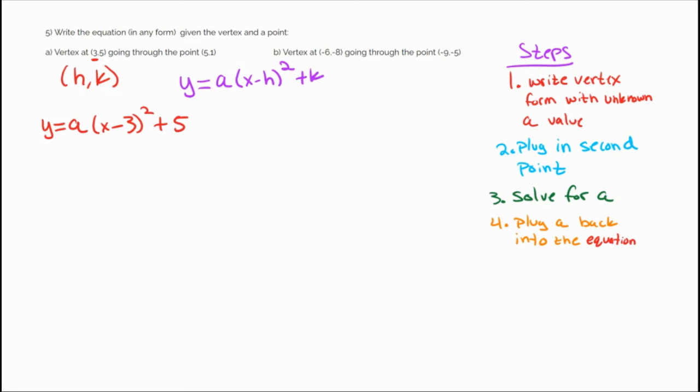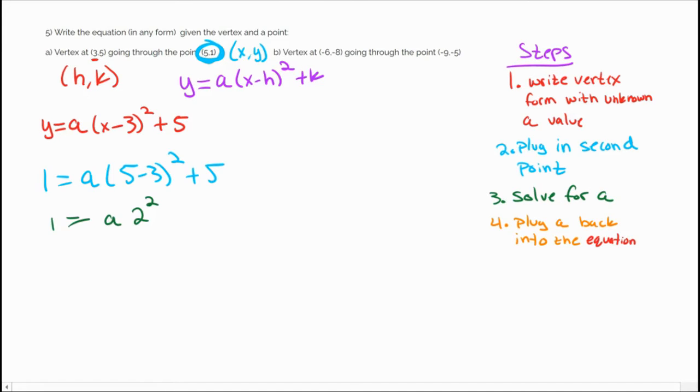Next, I'm going to plug in the second point that we're given here. So this one, 5, 1. That one gives me an x and a y value to plug in. So my y value of 1, I still don't know what a is. My x value of 5. And now I'm just solving for a. So for this here, I do 5 minus 3, which is 2. And I bring down everything else. Don't forget this is multiplication between a and 2 squared. So then that really becomes 4a, because 2 squared is 4.